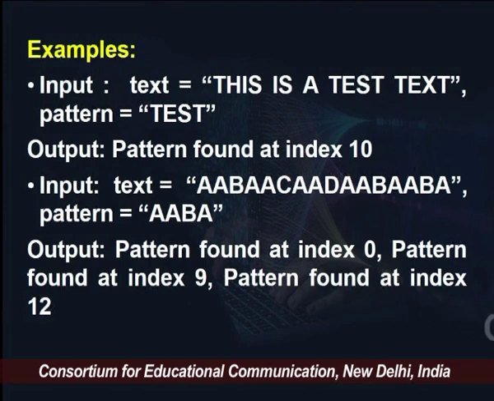Then we look at some other kind of text, which is not normal English language text. We have A, B, A, C, and some such characters joined together to form a string, and the pattern we are looking for is A, B, A, which is the example we have seen earlier also. Now, the pattern is found at index 0, also at index 9, and also at index 12.